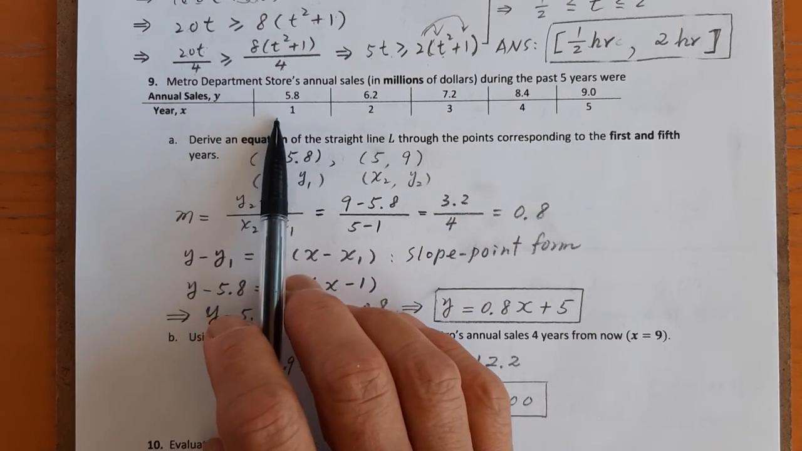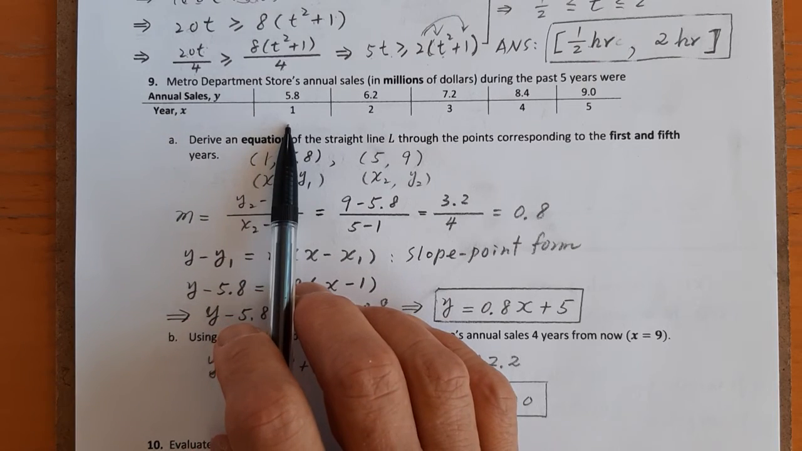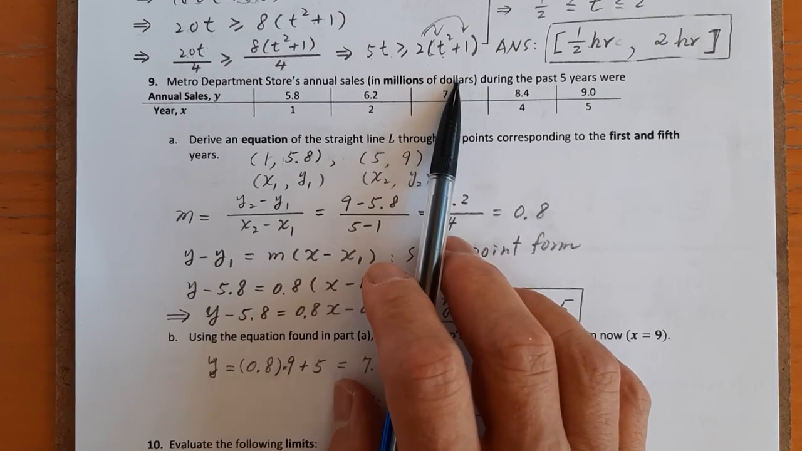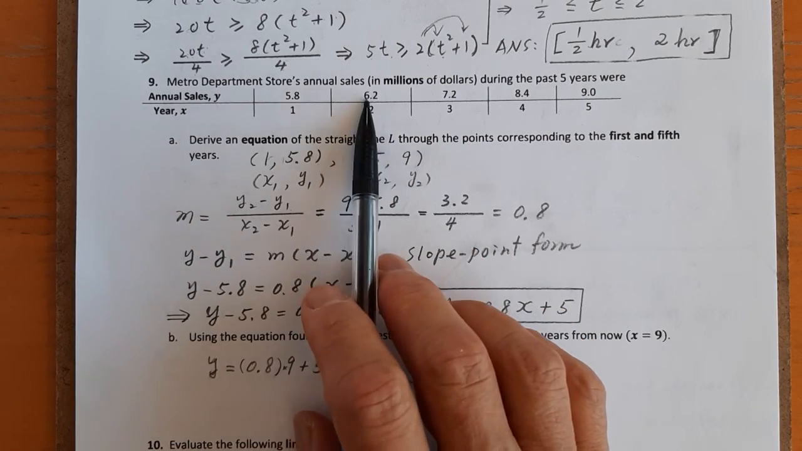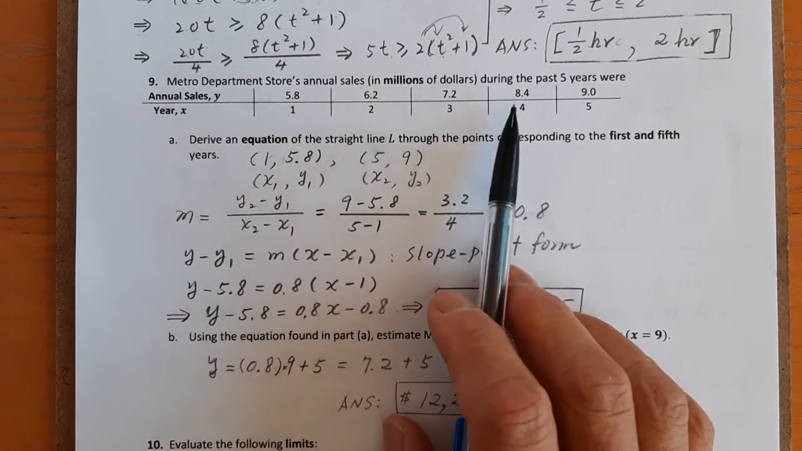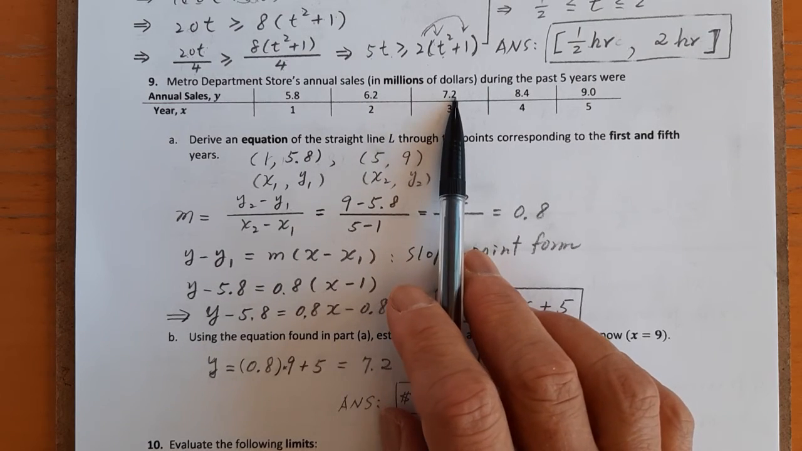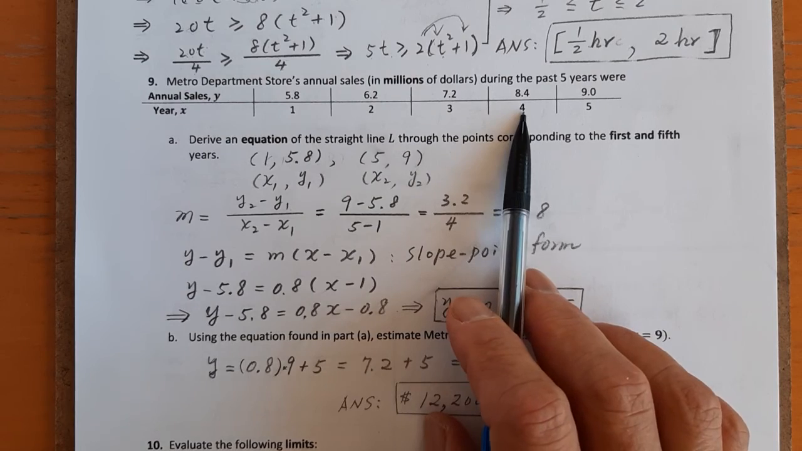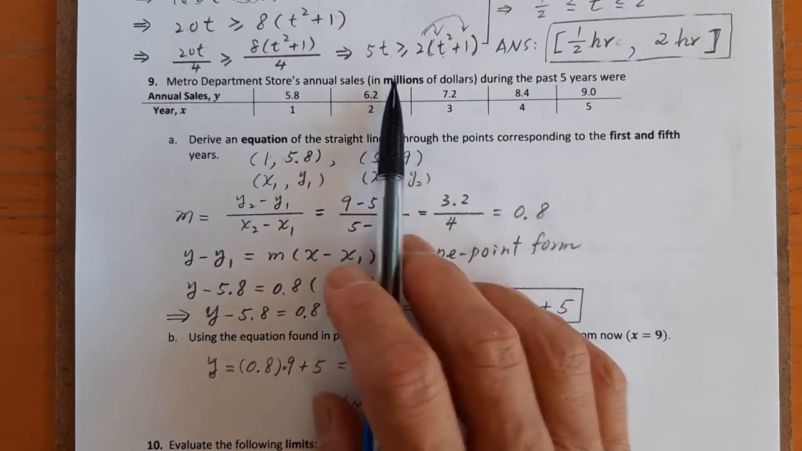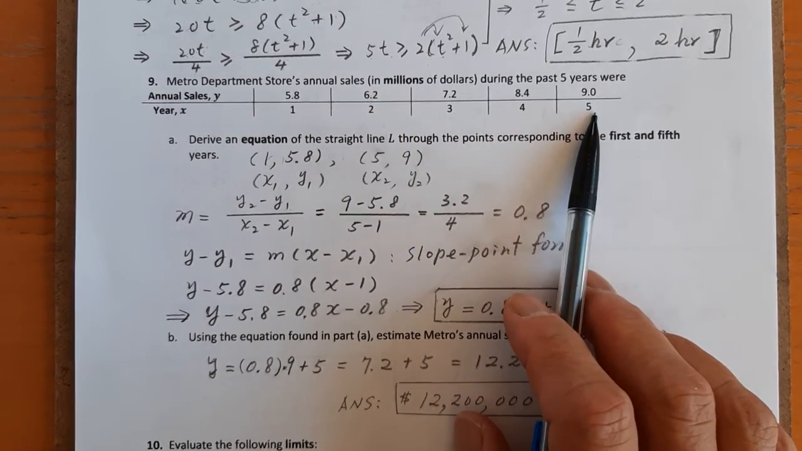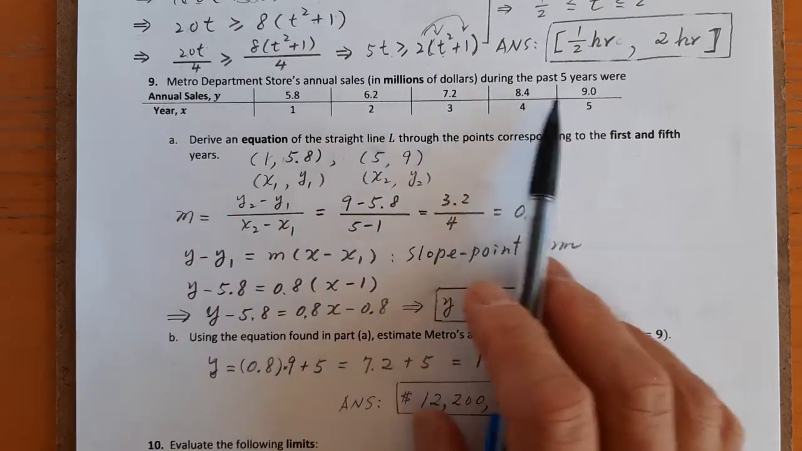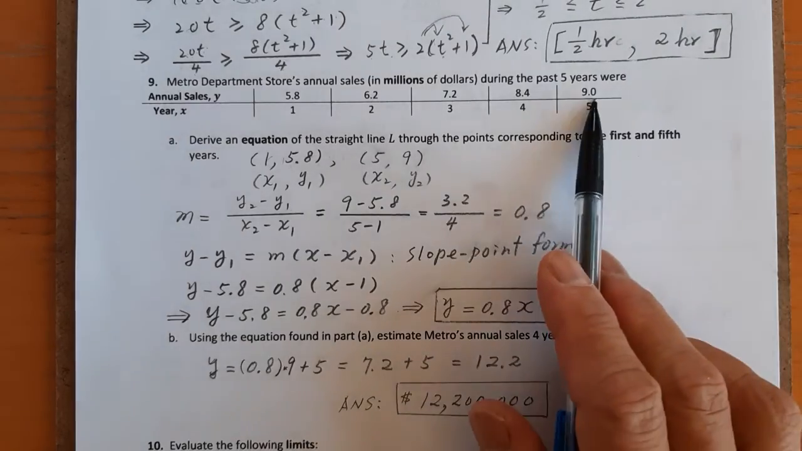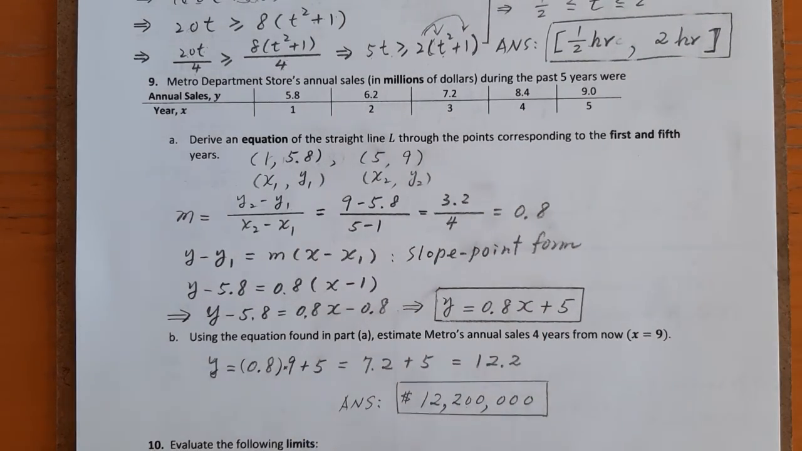And x equal 1 is $5.8 million. x equal 2 is $6.2 million. x equals 3, $7.2 million. x equal 4 is $8.4 million. And x equal 5 years is $9.0 million.